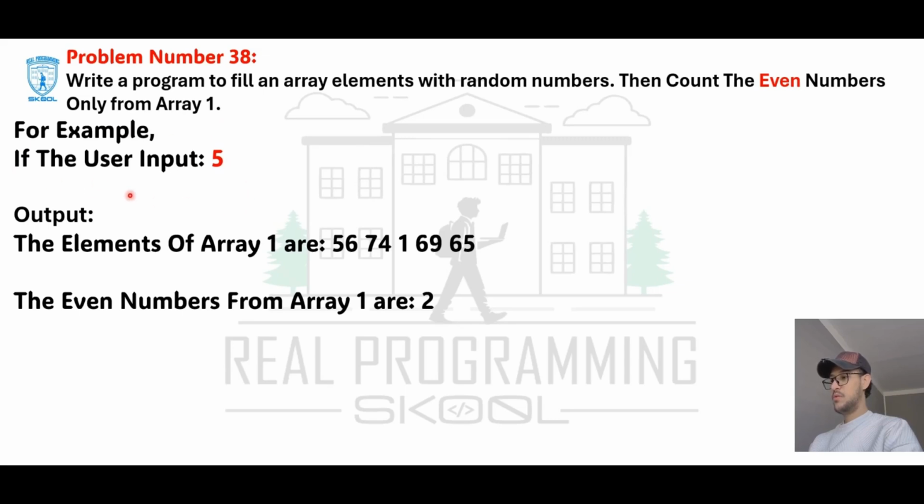For example, if the user inputs 5, the output should be: the elements of array 1 are 56, 74, 1, 69, 65. These are 5 random numbers. We fill them in array 1. But the even numbers from array 1 are 2. We have just 2 even numbers. What are they? 56 and 74, because if you mod them with 2, they will give you 0. 1, 69 and 65, if you mod them with 2, they will give you a different number, or 1. Okay? So let's go to Visual Studio to see how we're going to convert this requirement into code.